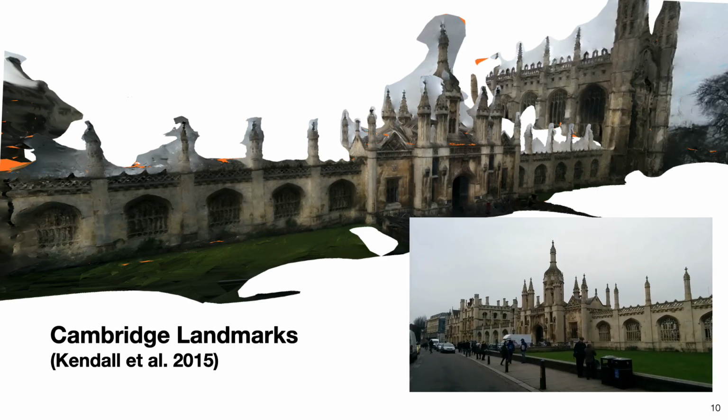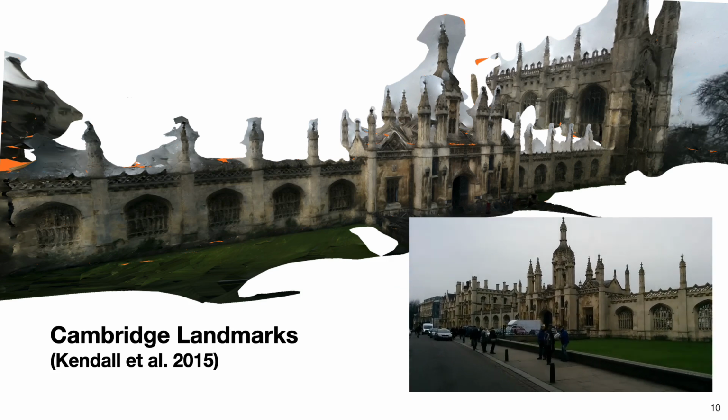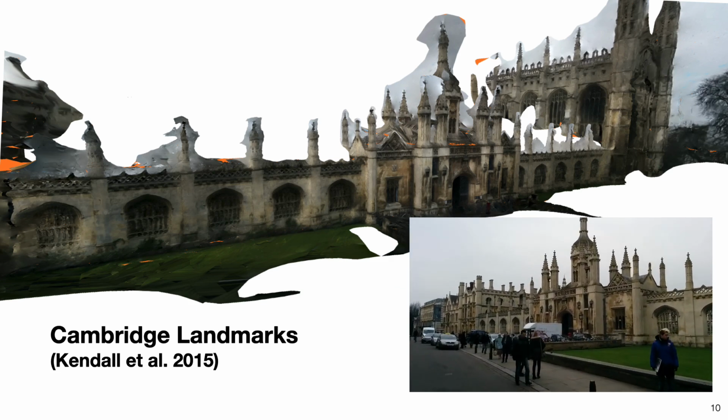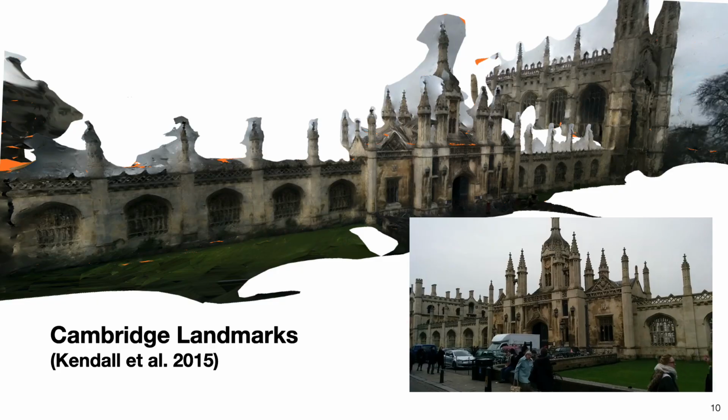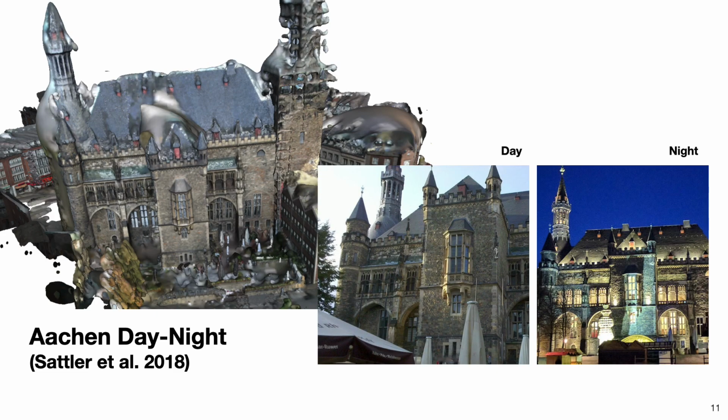For our real data test, we used 2 benchmark datasets. The first is the Cambridge Landmarks dataset, which contains smartphone images of several outdoor scenes. The second is the Aachen day-night dataset, which includes smartphone images taken both at daytime and night, and thus provides a greater challenge for image-based localization.